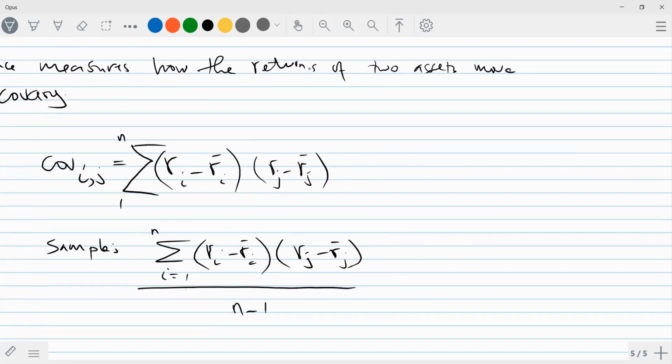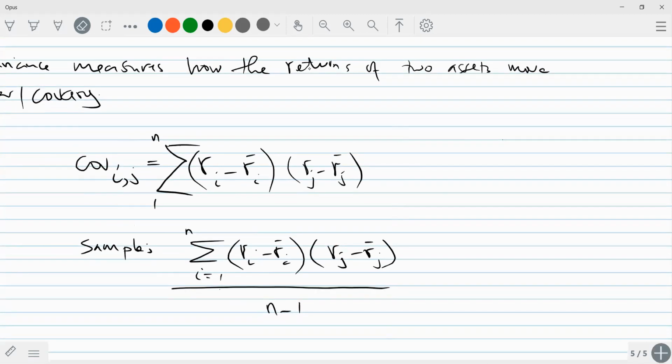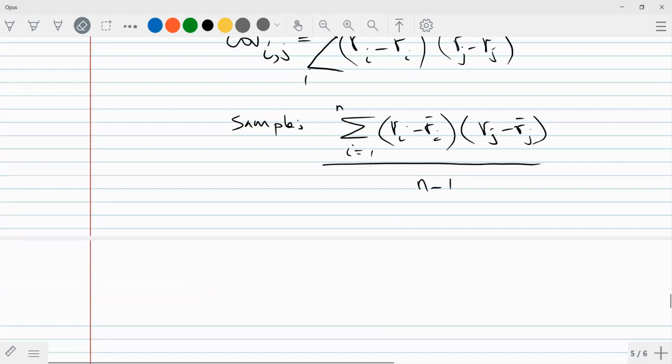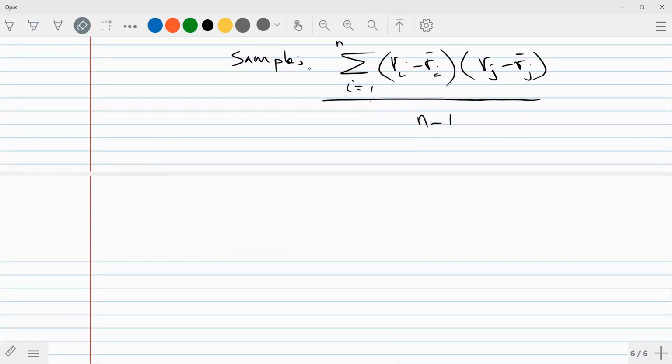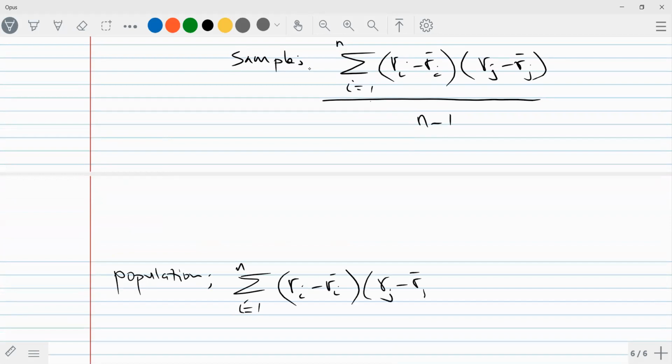If it is a population, let me just draw here. If we're trying to assess the covariance from a population, then the covariance between I and J should be equal to the sum of the deviation from the first data set to the nth data set, of the return of I minus the mean return of I, multiplied by the return of j minus the mean return of j, and we divide by n.